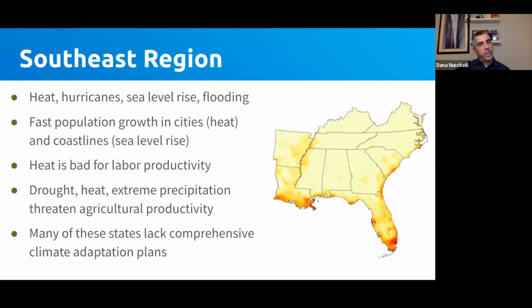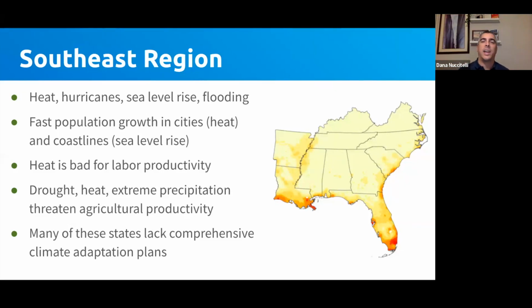And then shifting a bit over to the east, to the southeast region, with lots of states between Louisiana and Virginia and Florida, here we have to worry the most about heat and hurricanes and sea level rise and flooding. There's pretty fast population growth in this region, especially in the cities. A challenge there is that cities have an urban heat island effect, where you've got lots of asphalt and concrete that radiate heat and make cities particularly hot. And now we're seeing more and more extreme hot days. So that's a problem with all these people moving into these particularly hot spots.